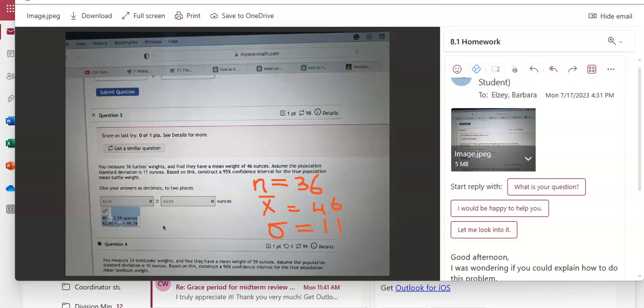Okay, so first, for every confidence interval, we're going to subtract this as a decimal from 1 and then divide by 2, and then we'll look it up. So we're going to do 1 minus 0.95, that's 0.05. And we'll divide 0.05 by 2, which is going to give us 0.025.